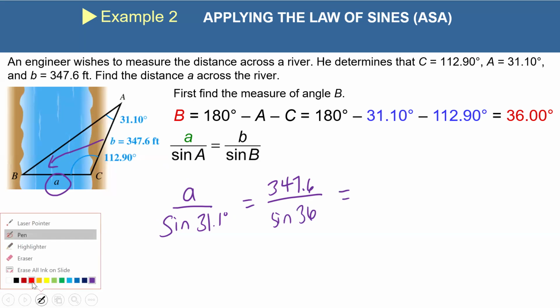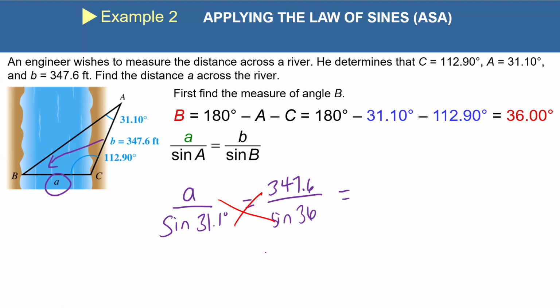So now I am in the position to cross multiply and divide. Okay. So I'm going to cross multiply. We get 347.6 sine of 31.1 divided by sine of 36. Cross multiply and divide. So then you'll get the approximate distance across the river.